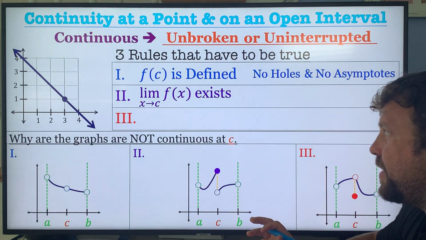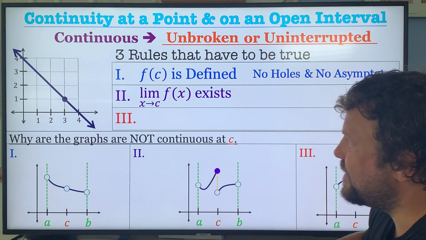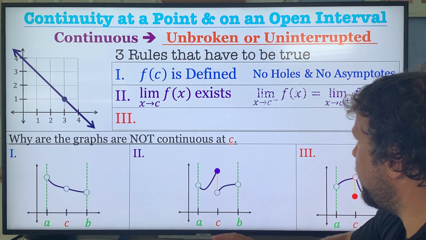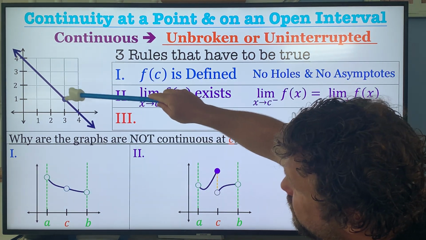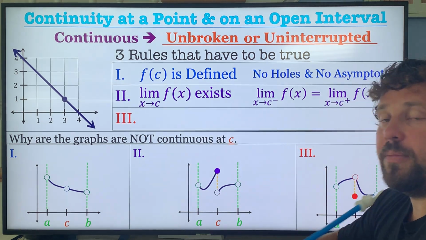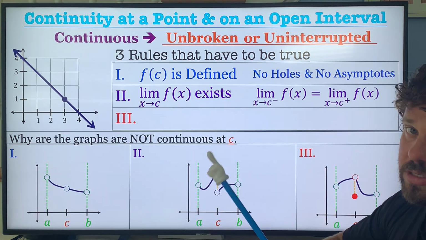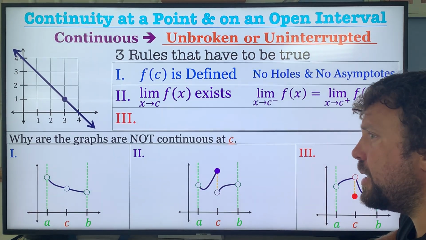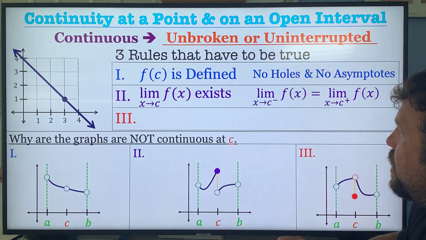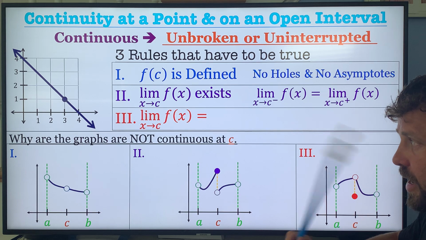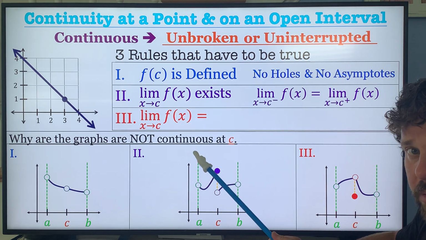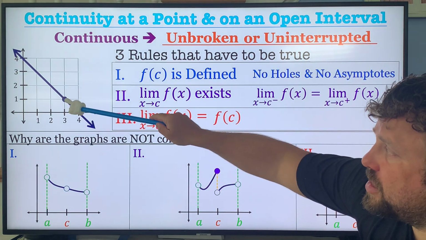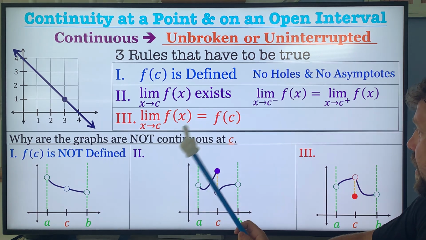Rule 2: the limit of f of x exists as x approaches c. Say we're still at 3; there's still a limit at that point. In order for there to be a limit, the left side approaching this point has to approach the same number as the right side. If they approach the same number, you do have a limit. Also, it can't be unbounded behavior, it can't be oscillating, and it can't be not there. Rule 3: the limit of f of x as x approaches c has to equal your actual value, f of c. That means the hole has to be filled in here. And that's pretty much it.